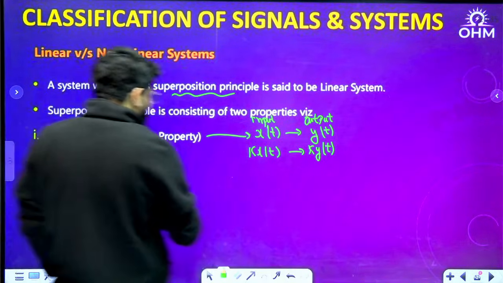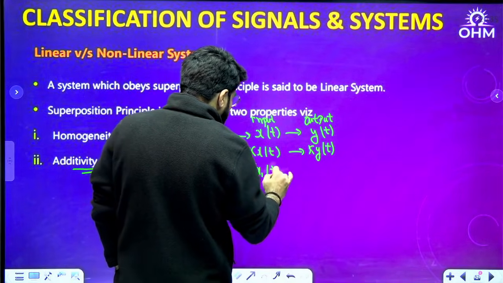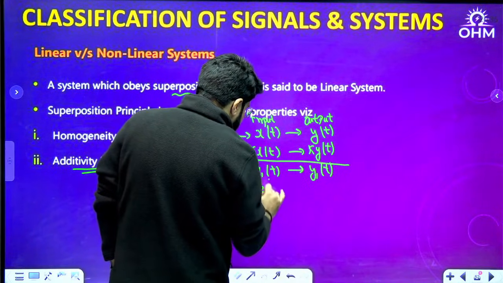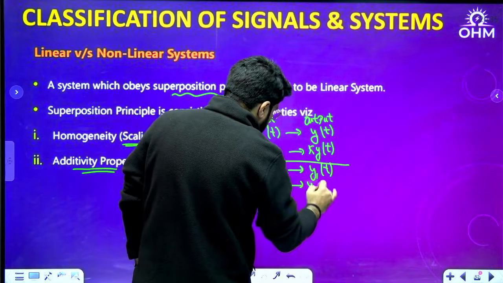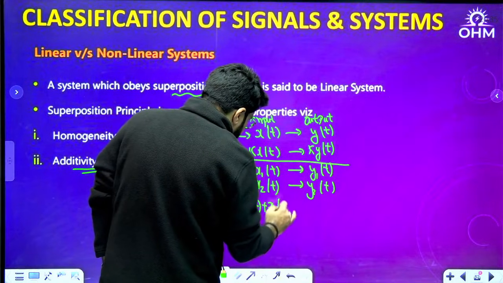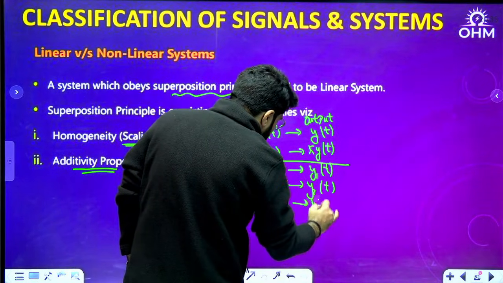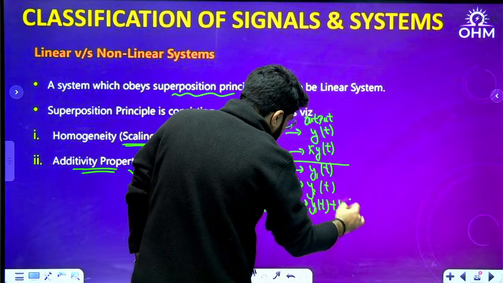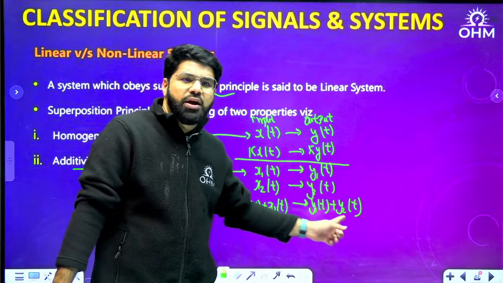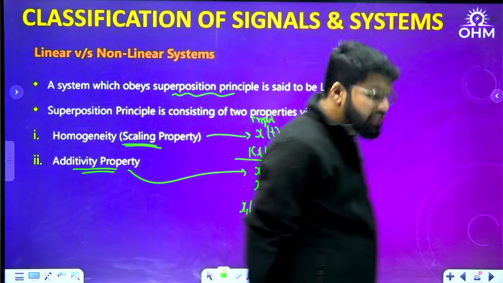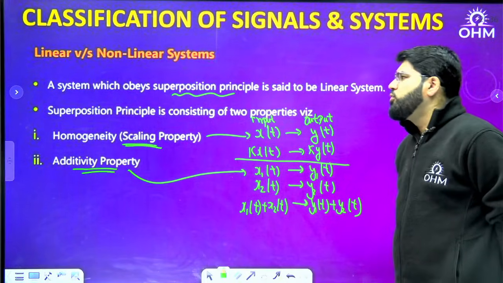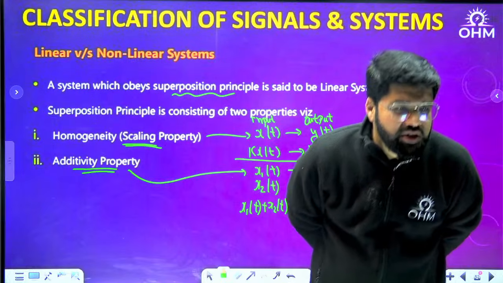What is additivity? If the input is x1(t), the output is y1(t). If the input is x2(t), the output is y2(t). But if the input is x1(t) plus x2(t), the output will be y1(t) plus y2(t). That is additivity. That means if two different inputs are added, their corresponding outputs must be added. Then the system is said to follow additivity. The system which follows both additivity and scaling is said to follow superposition, and the system which follows superposition is said to be linear.